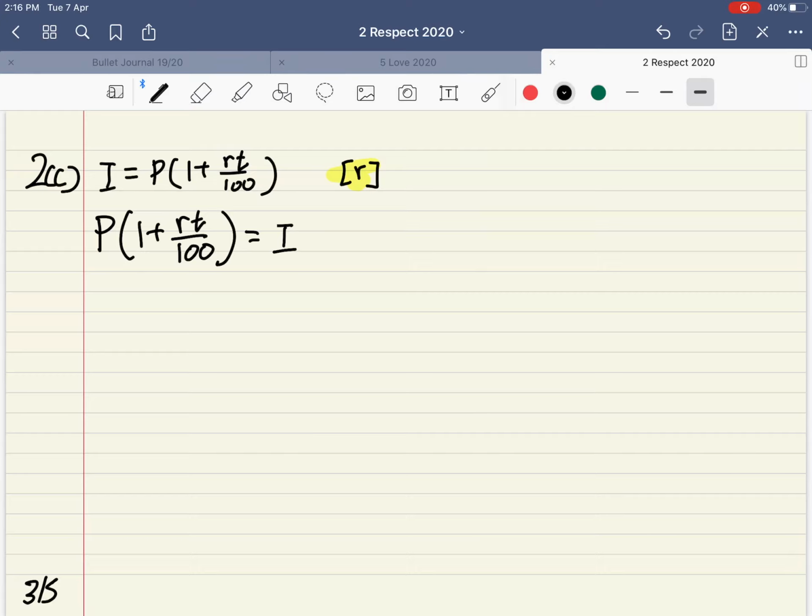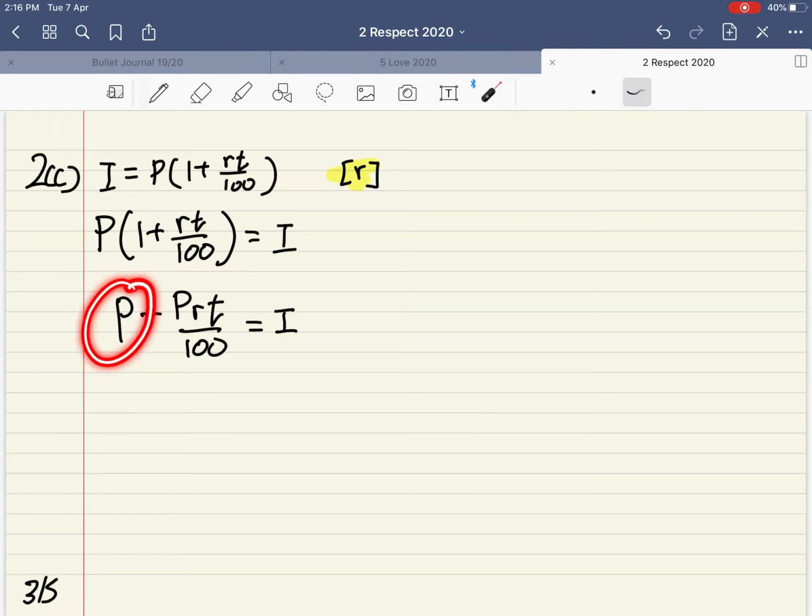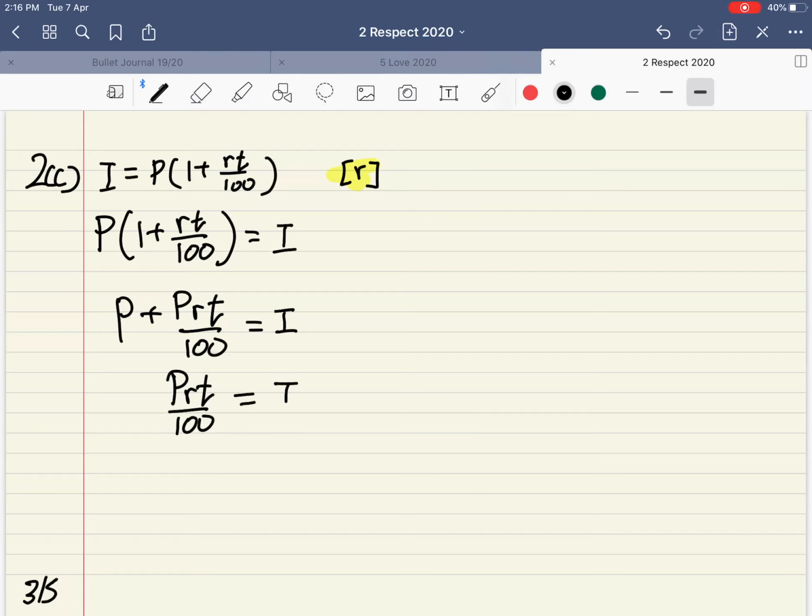So one of the methods I want to try now is this. Instead of dividing both sides of the equation by p, I will instead choose to expand the brackets to see how that works out. So if I expand the brackets, what I get is p plus p times r times t over 100 equals I. Next, you notice that I should be getting rid of this variable p on the left hand side. So I will get prt over 100 equals I minus p.